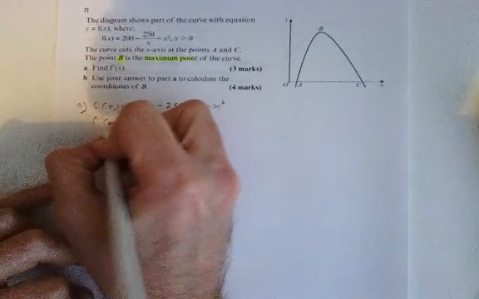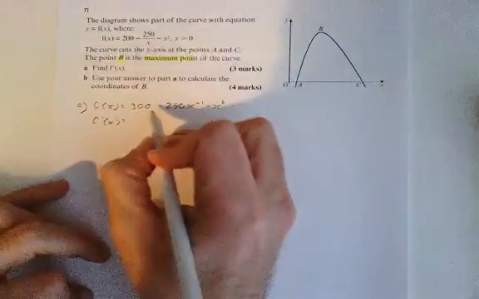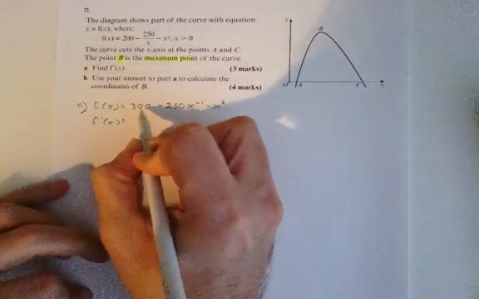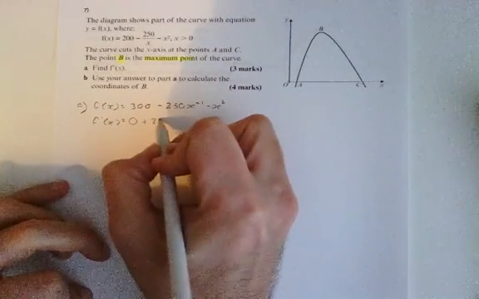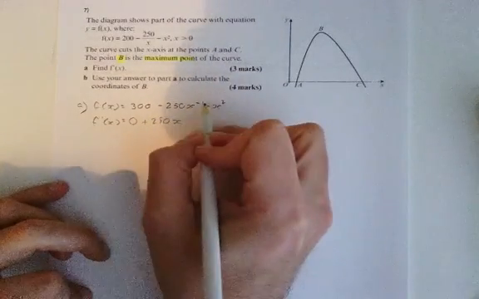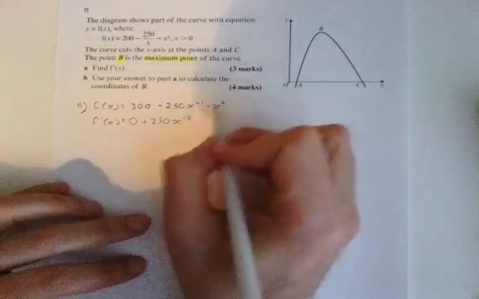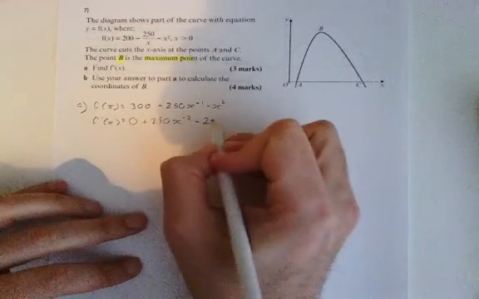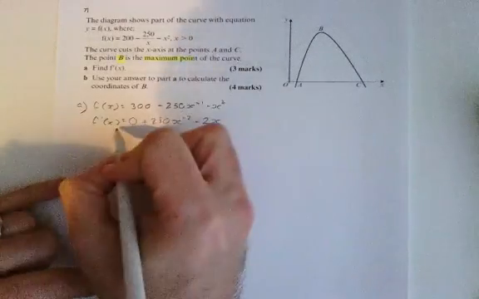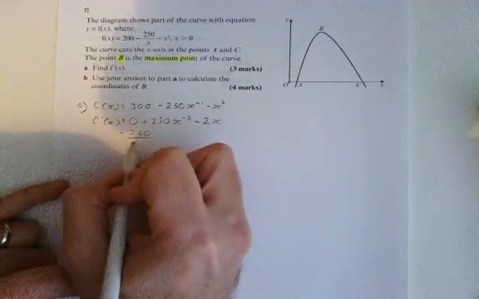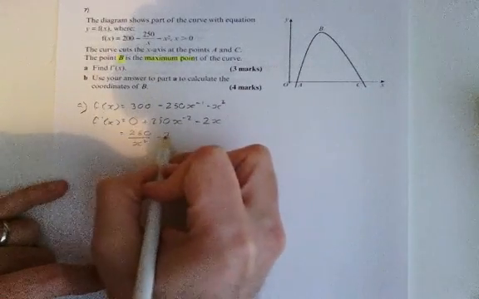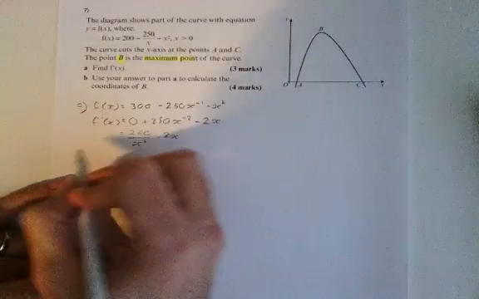So f dash of x: times by the power, decrease the power by 1, times by the power, decrease the power by 1. Your constant disappears, so it becomes 0. Times by the power plus 250x, decrease the power by 1, minus 2, times by the power, decrease the power by 1. So we get 250 over x squared minus 2x.